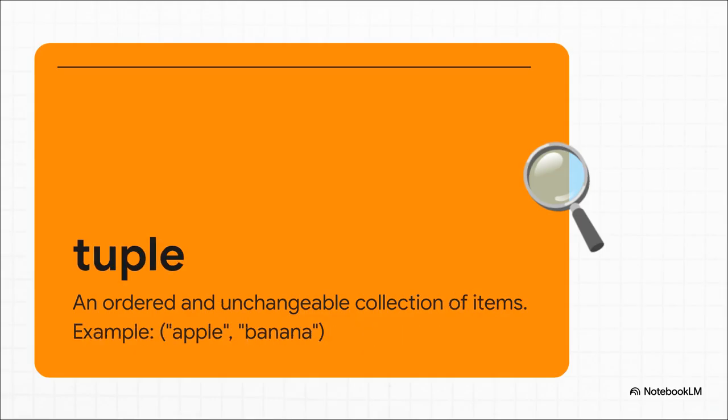Next up is the tuple. Now you might look at it and go, wait, that looks exactly like a list, but there's one huge difference. It's unchangeable, or what we call immutable. Once you create a tuple, you cannot alter it. It's locked in. This makes it perfect for data that you want to protect and make sure never, ever changes, like a set of coordinates.